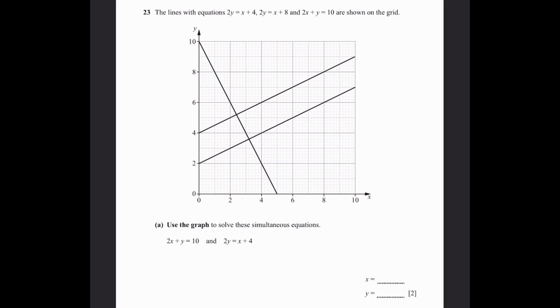Question 23. The lines with equations 2y equals x plus 4, 2y equals x plus 8, and 2x plus y equals 10 are shown on the grid. A. Use the graph to solve these simultaneous equations: 2x plus y equals 10 and 2y equals x plus 4.